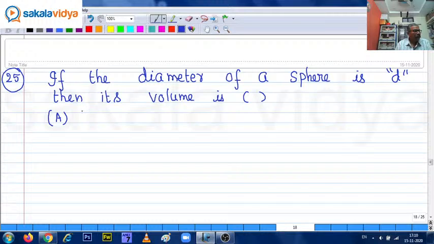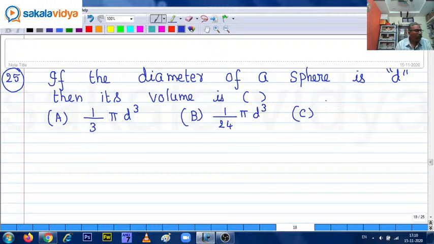Option A, 1/3 of pi d cube. B, 1 upon 24 of pi d cube. C, 4 by 3 pi d cube. D is 1/6 of pi d cube.